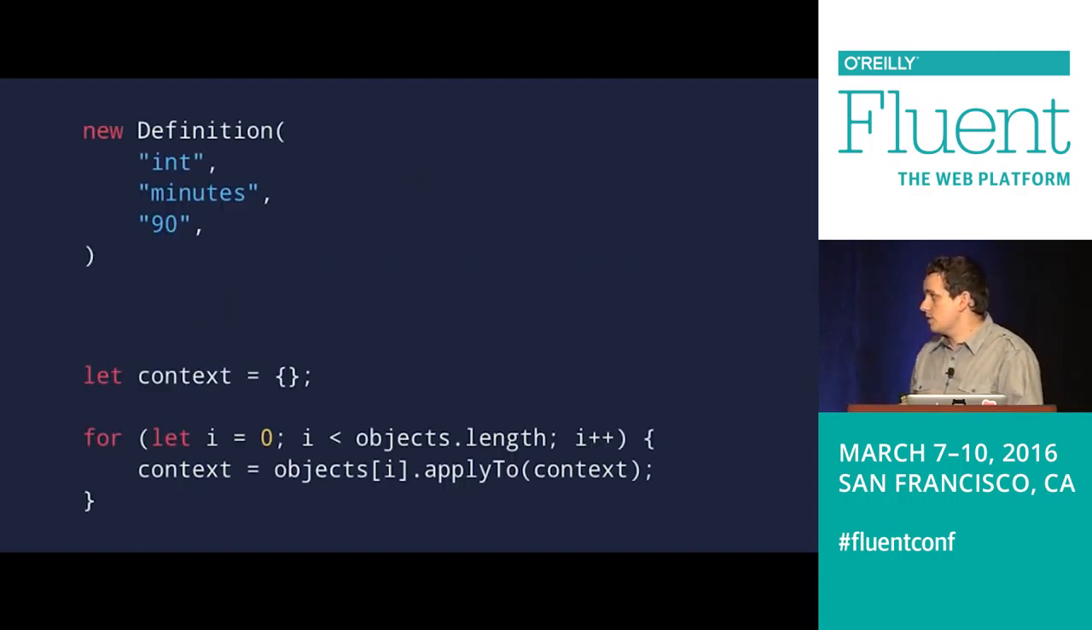What I want to do is go through each of the objects that I've defined in my source code that have been made into constructs of my language, and I want to apply them to a starting context, kind of like this. So I'm going to write some code for that.